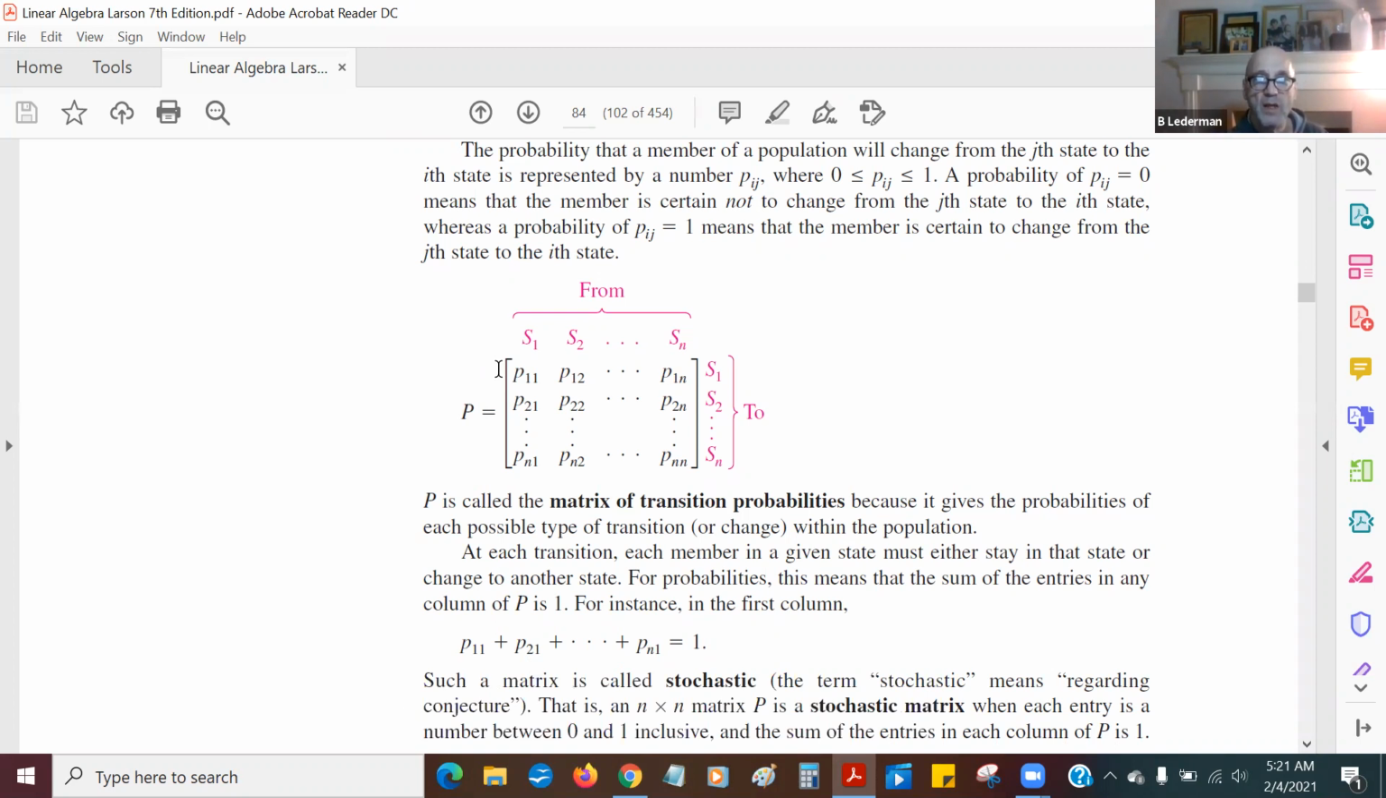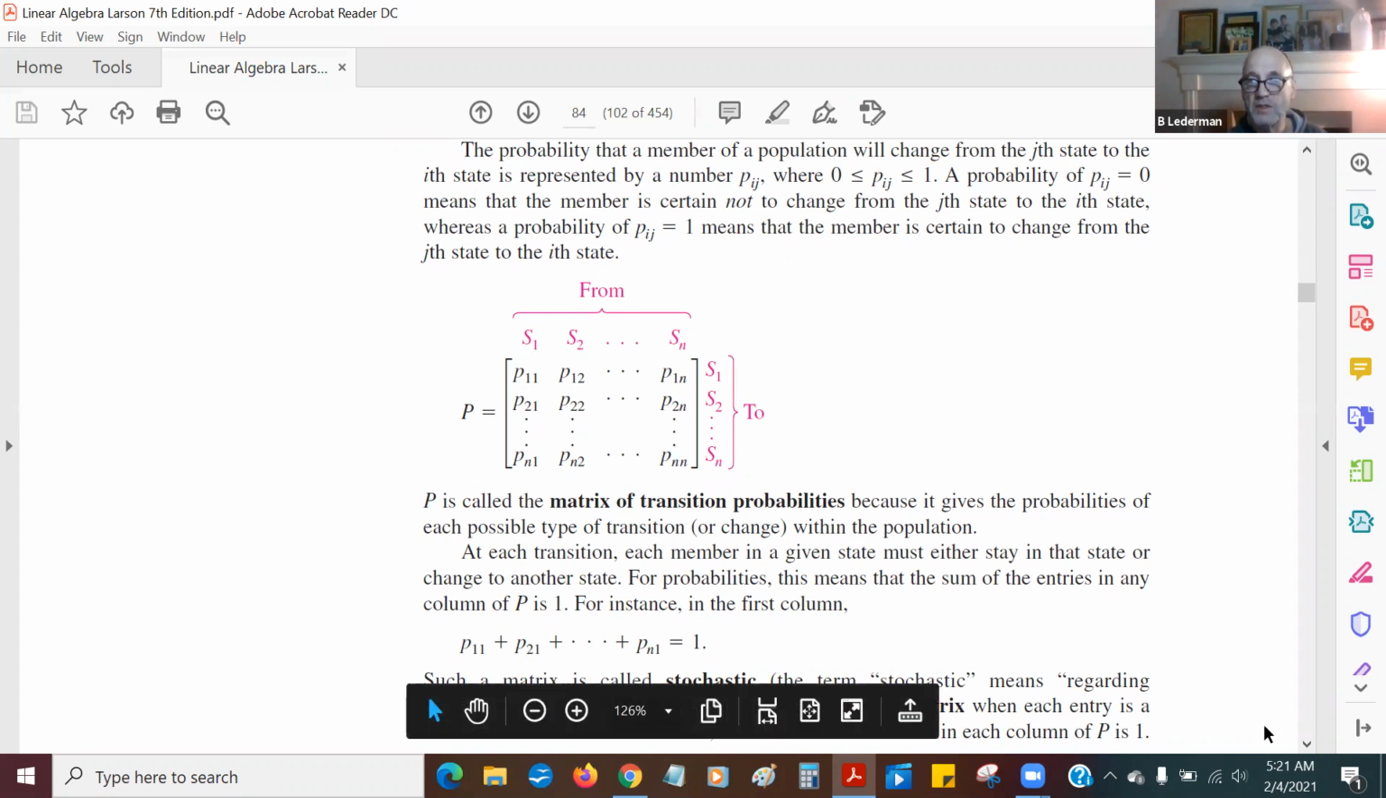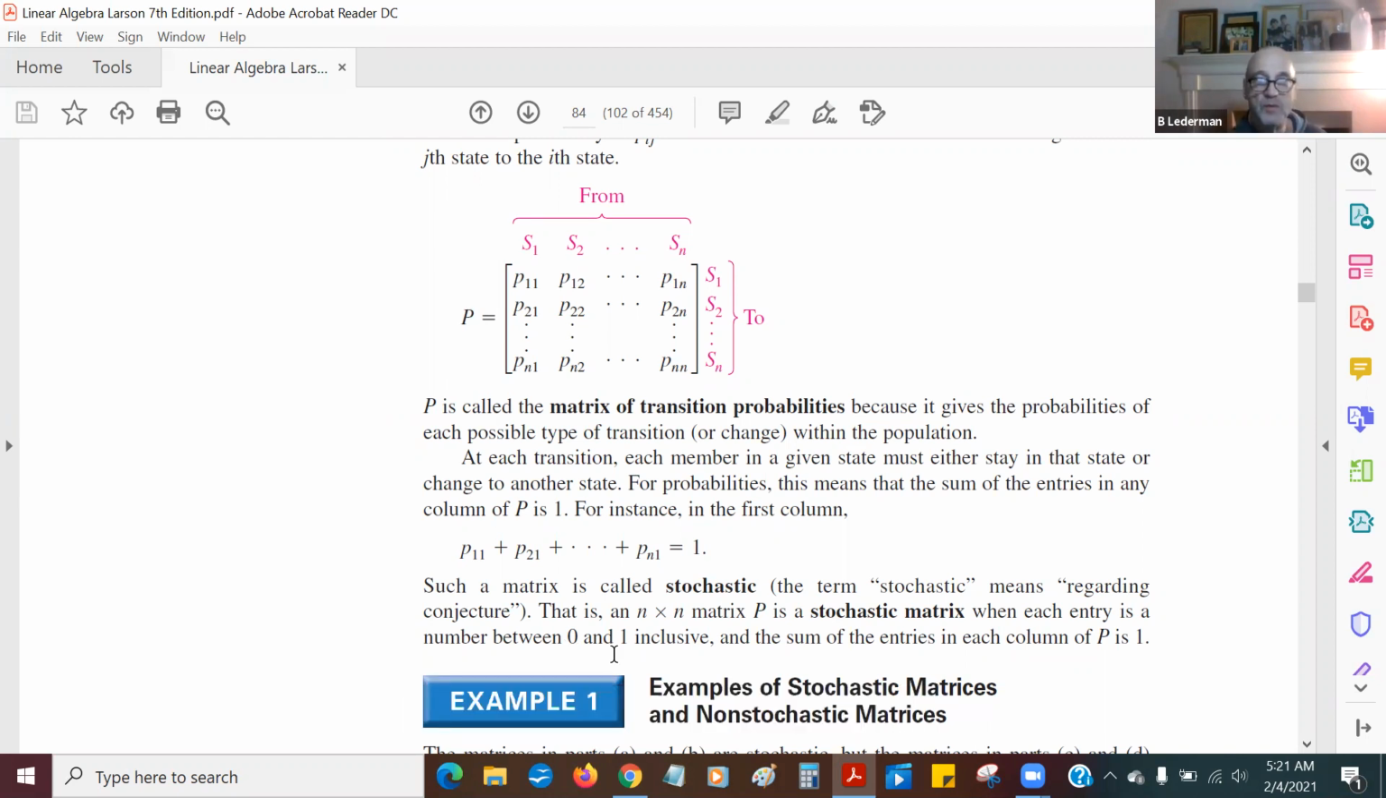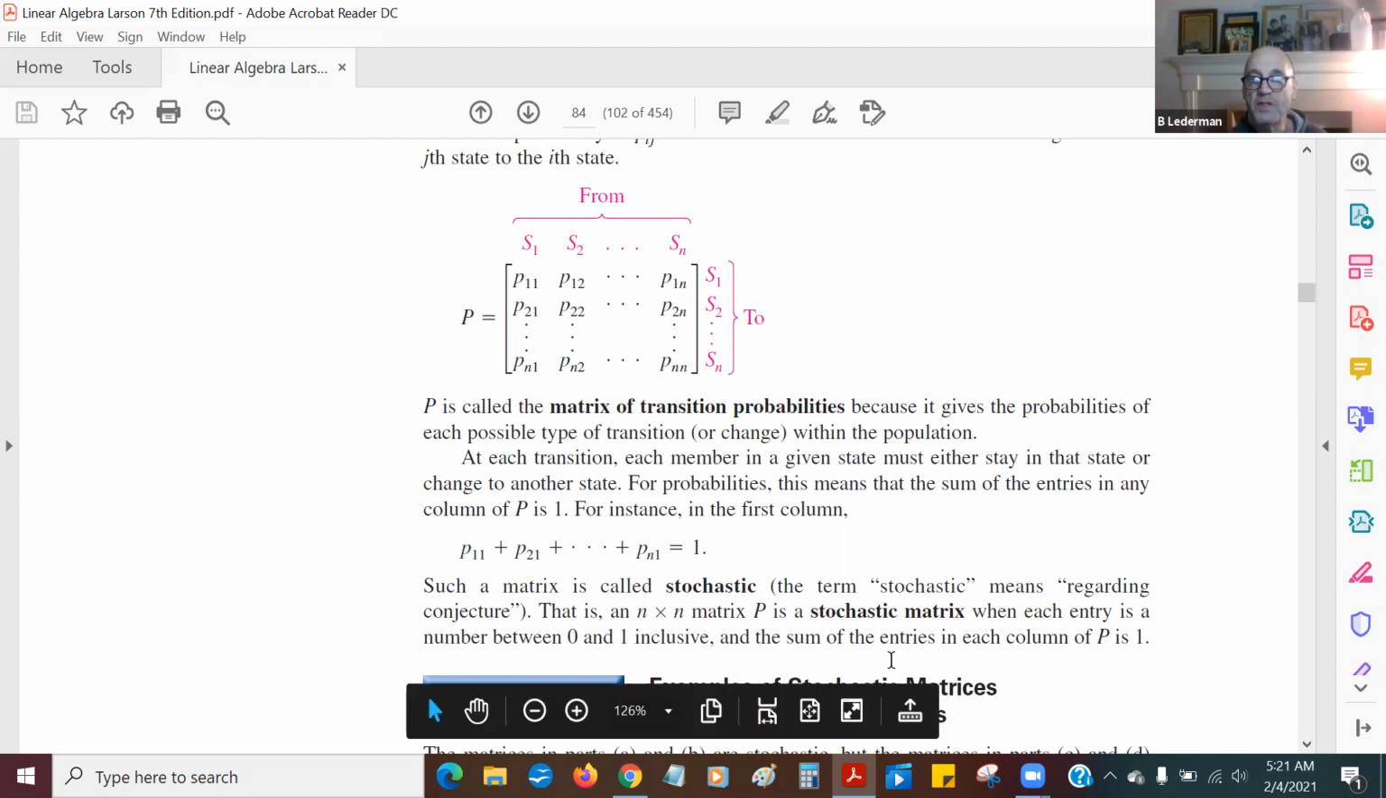So this matrix where all the columns add up to 1 is called a stochastic matrix. And that's the official definition. An n by n matrix P is a stochastic matrix when each entry is a number between 0 and 1, because you can't have more than 100% probability. Probabilities have to be between 0 and 1. And the sum of the entries in each column of P is 1.